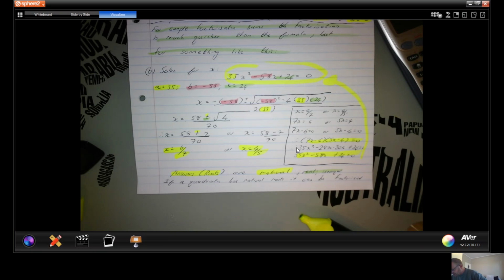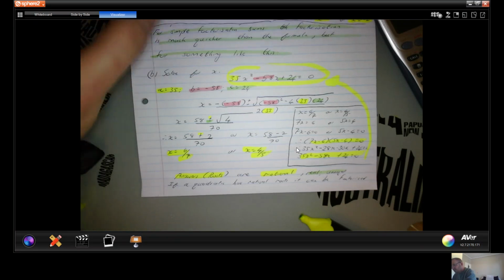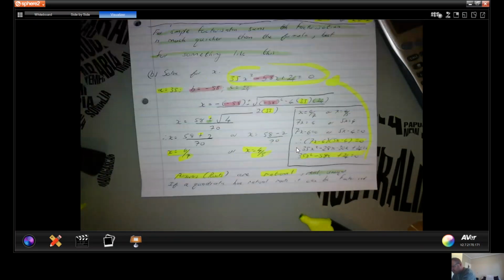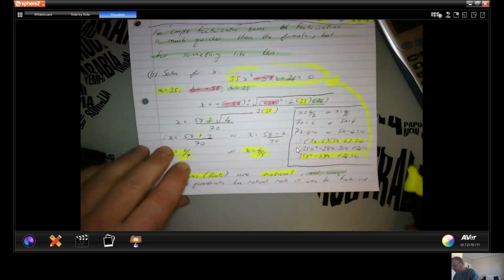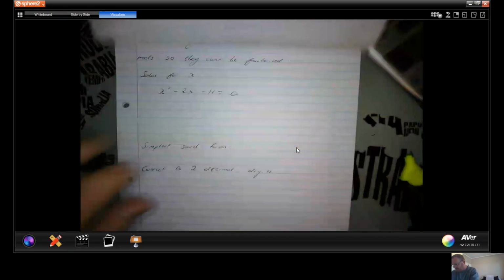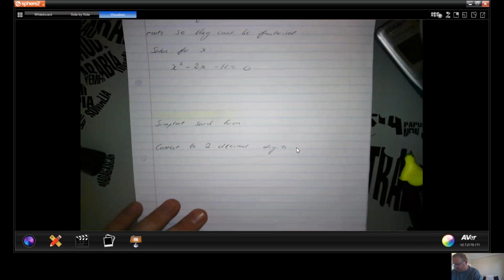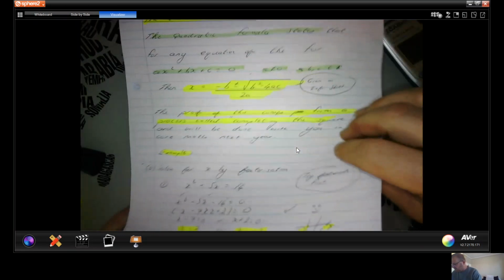But I think in a case like this, and hopefully, Amelie, you agree with me, it was quicker doing this than factorizing. All right. Next one.